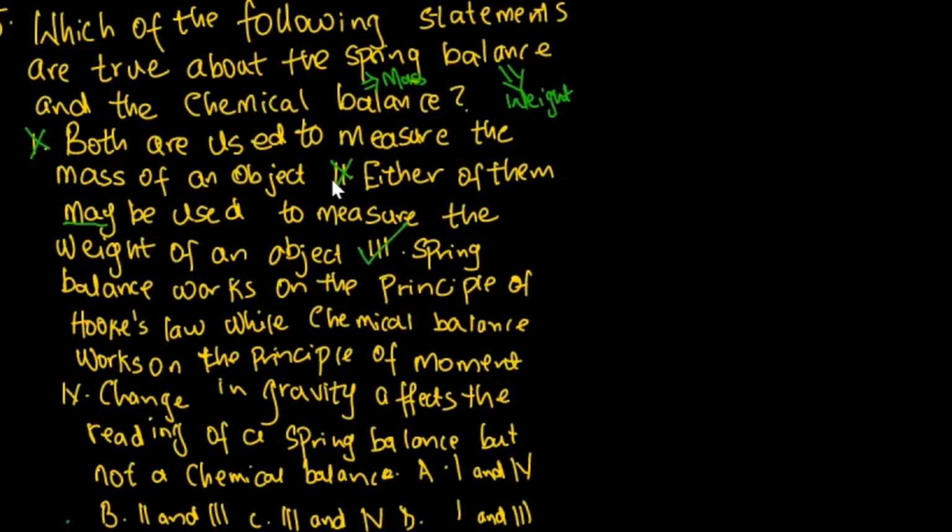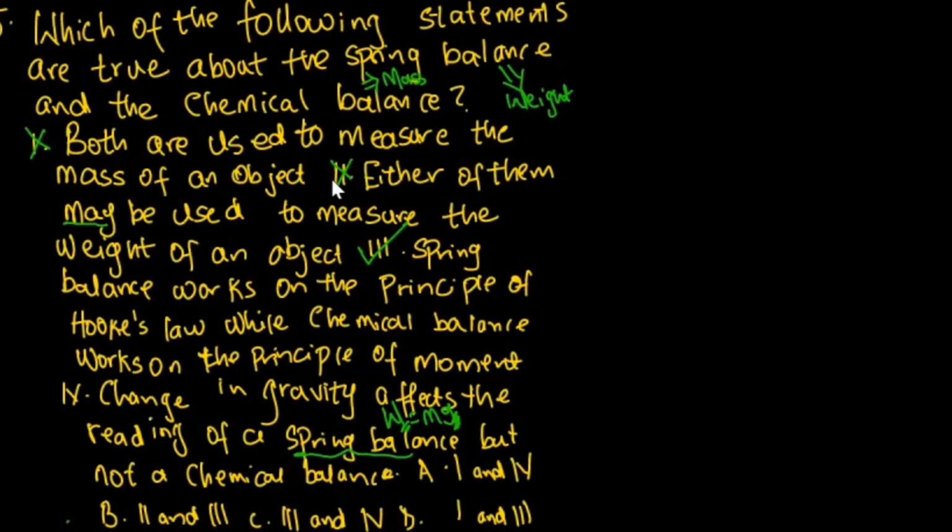Now moving on to Roman figure 4, which says change in gravity affects the reading of a spring balance. Remember, spring balance measures weight, and what is the formula for weight? mg. So g affects weight, so gravity affects weight, that is what the spring balance measures. So that is true, but not for a chemical balance. Remember, mass is not affected by gravity, it is only weight that is affected by gravity.